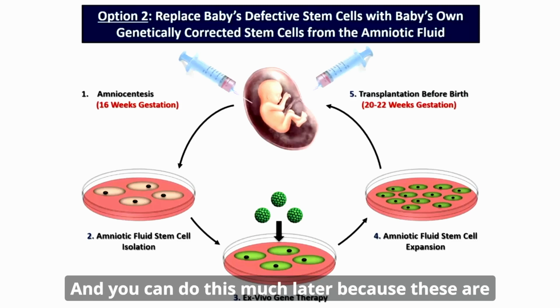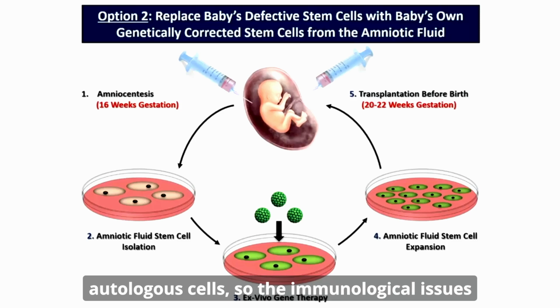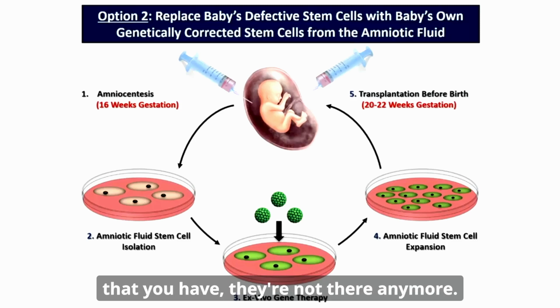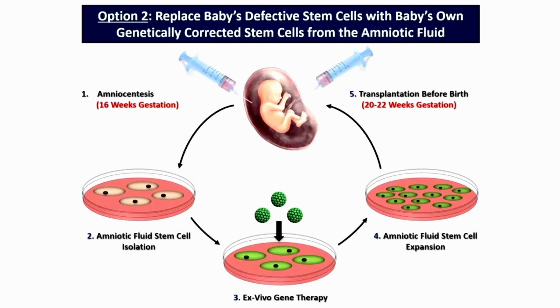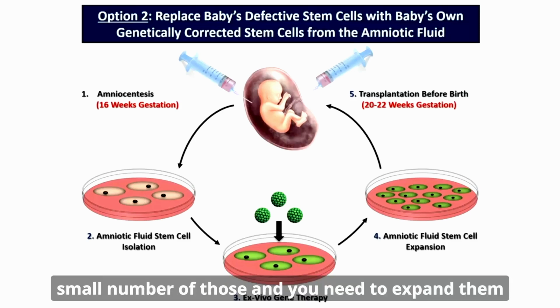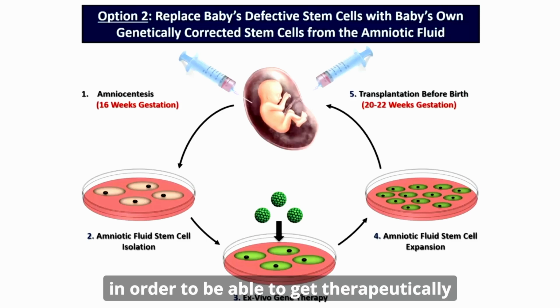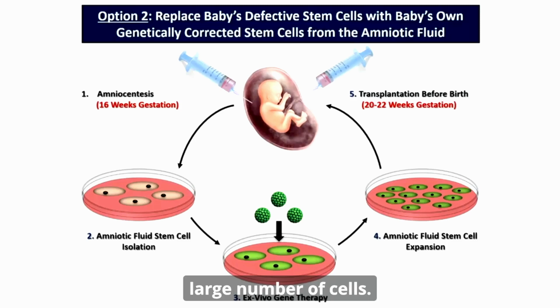And you can do this much later because these are autologous cells, so the immunological issues that you have are not there anymore. It's very important to understand that one of the key things that we have is expansion. Amniotic fluid stem cells, there are quite a small number of those, and you need to expand them in order to be able to get therapeutically relevant numbers of cells.